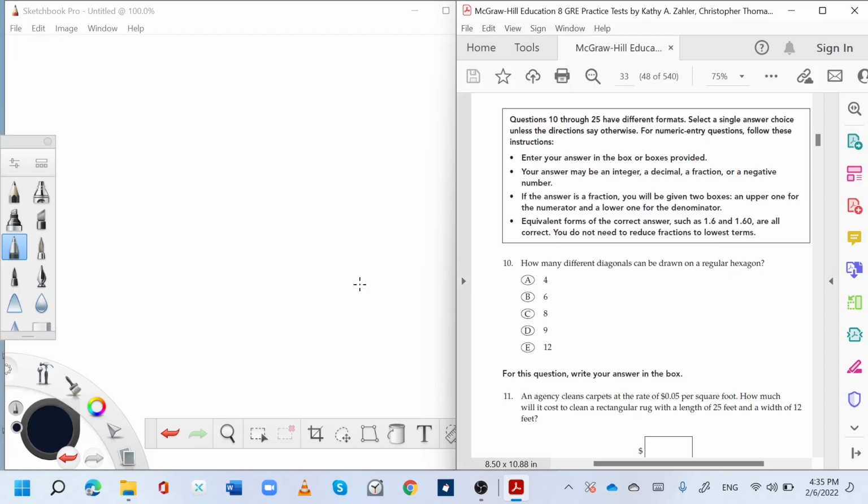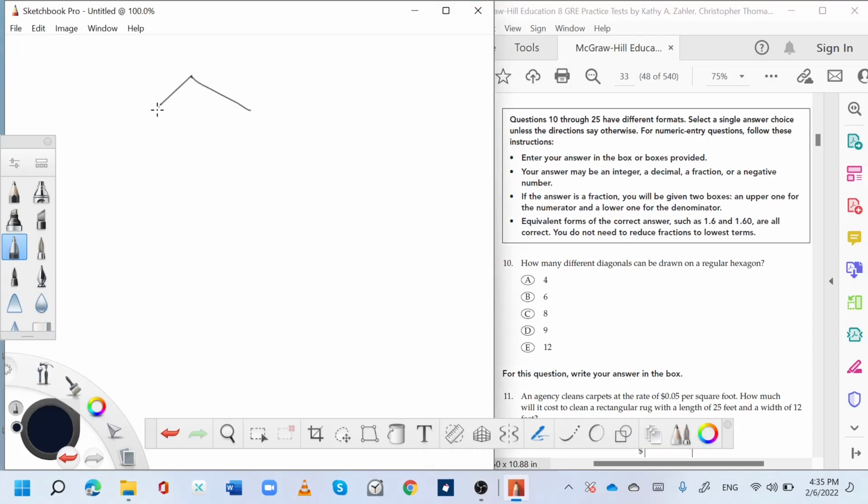How many different diagonals can be drawn on a regular hexagon? So we kind of need to know what a diagonal is. Well, we can do it like that. That's simple enough. A diagonal is just connecting the vertices. How many is that? Well, and then we've also got these here, and I think that's all of them. 1, 2, 3, 4, 5, 6, 7, 8, 9.